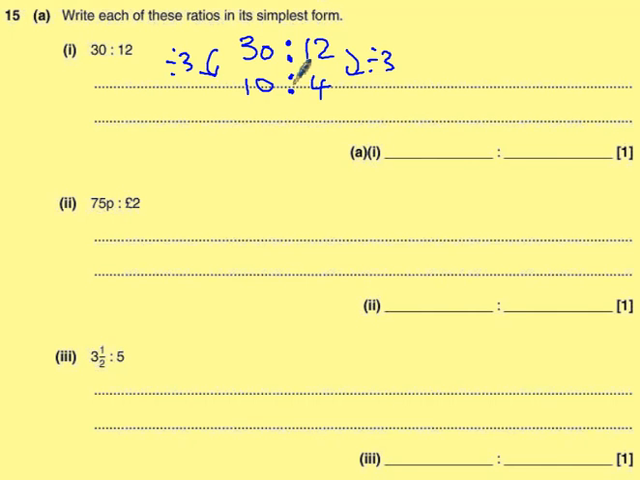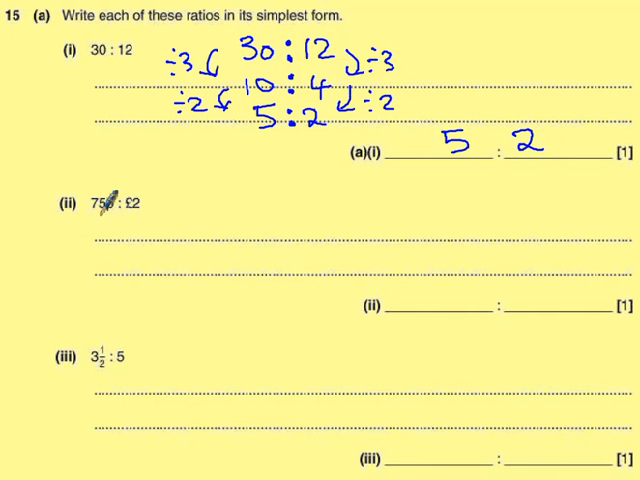Okay, they're both even numbers, so I can divide by 2. Divide by 2 will give me 5 to 2. Now I know I can't simplify them any further because 5 is a prime number. So in its simplest form, it's the ratio 5 to 2.